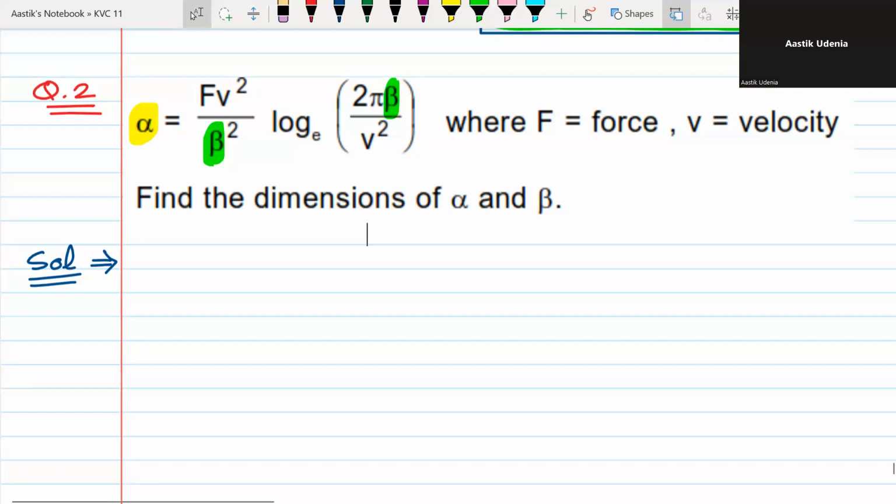Sir, alpha is ML minus 2. Yes, beta. Alpha, sir, is ML minus 2. That's alpha or beta? Alpha. No. Something is missing.